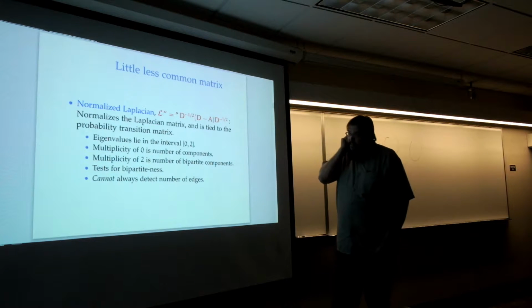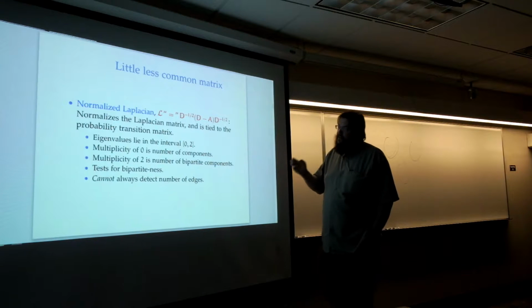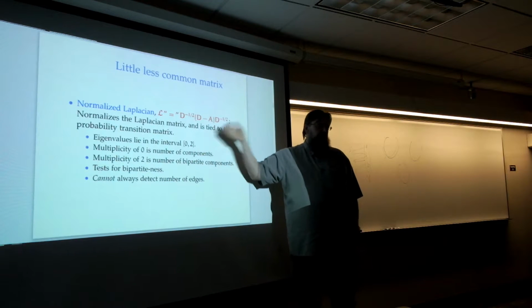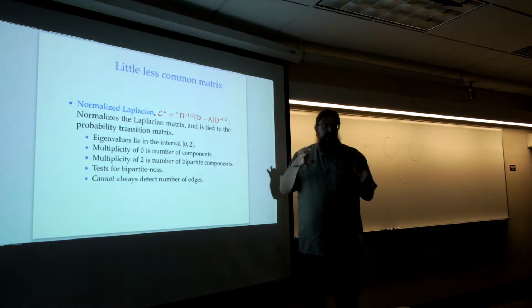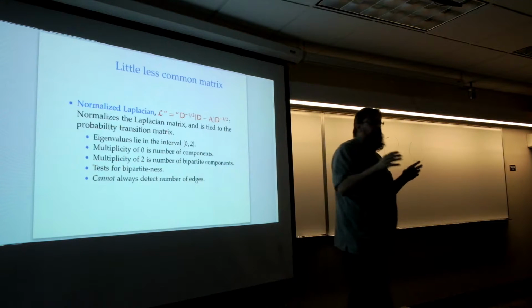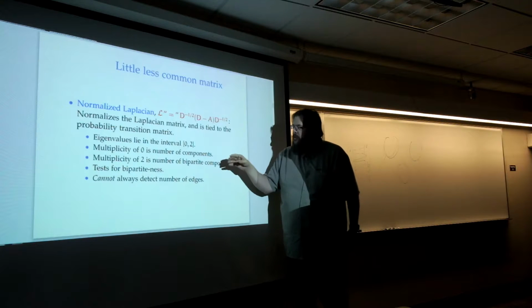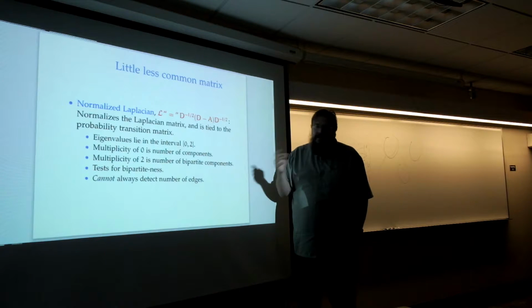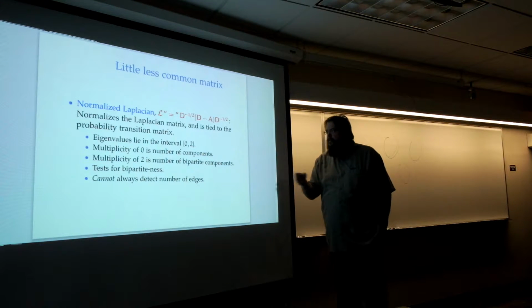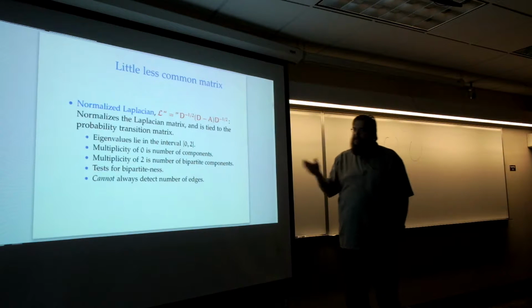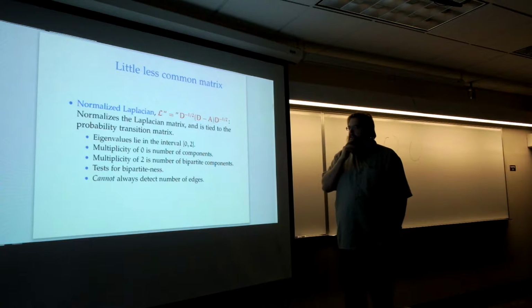Now there's some nice things. Because of the normalization, all eigenvalues lie in the interval from 0 to 2. So that helps to compare graphs of different sizes and different orders. The multiplicity of 0 is the number of components. The multiplicity of 2 is the number of bipartite components. I can test for bipartiteness, now looking for symmetry.